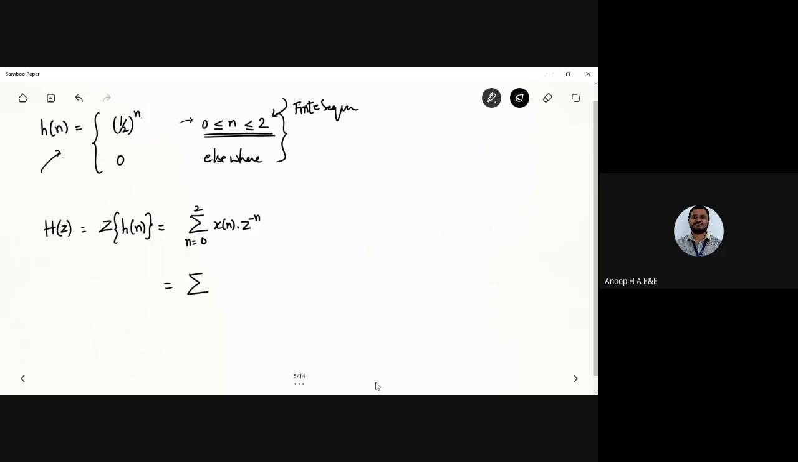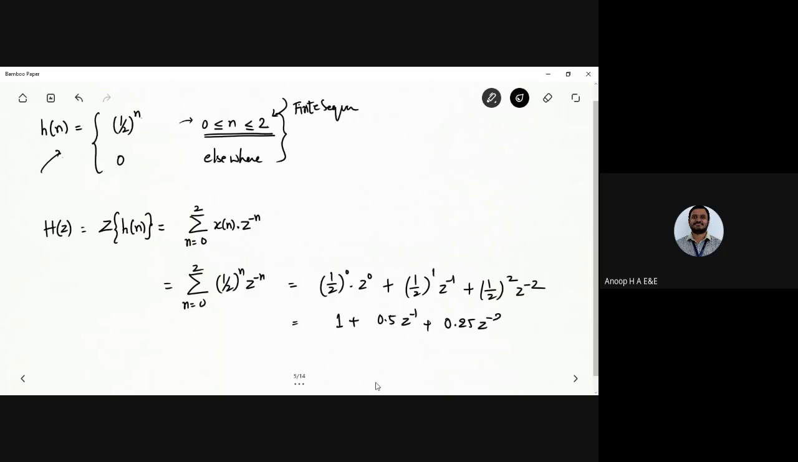So now sigma n equal to 0 to 2, 1 by 2 power n, z power minus n. Let me keep on with the values, that is 1 z power 0 plus 1 by 2 power 1 z power minus 1 plus the next one, 1 by 2 power 2, z power minus 2. So this is 1 plus 0.5 z power minus 1 plus 0.25 z power minus 2. So this is h of z. I have h of z like this.